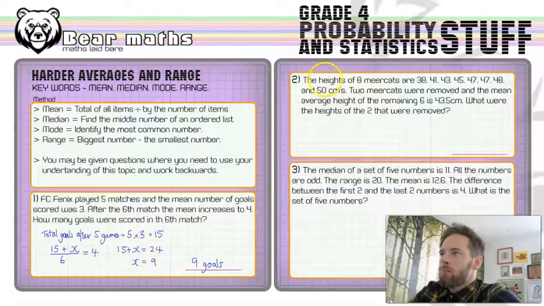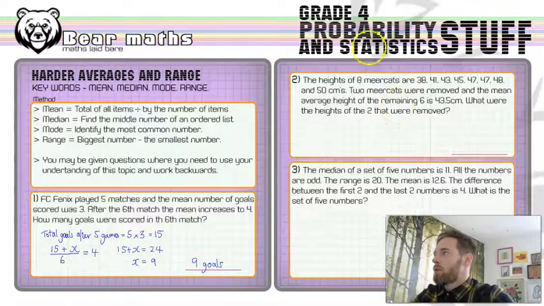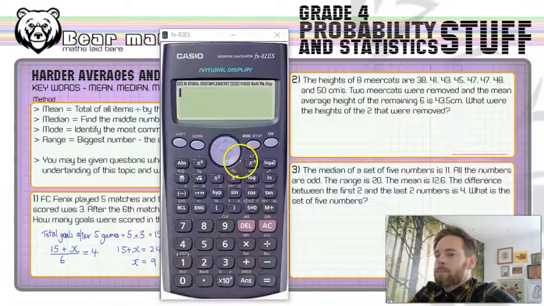Now, in question number 2, we've got the heights of 8 meerkats listed from 38 up to 50 centimeters. 2 meerkats were removed, and the mean average height of the remaining 6 is 43.5 centimeters. What were the heights of the 2 that were removed? The annoying thing about this question, you might need a calculator, so I'll just pause a second. Get the calculator in. There we go.